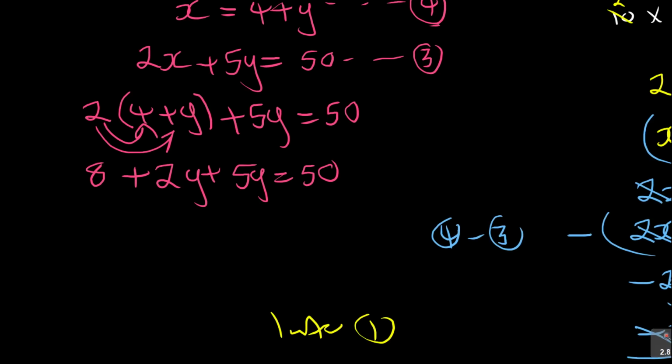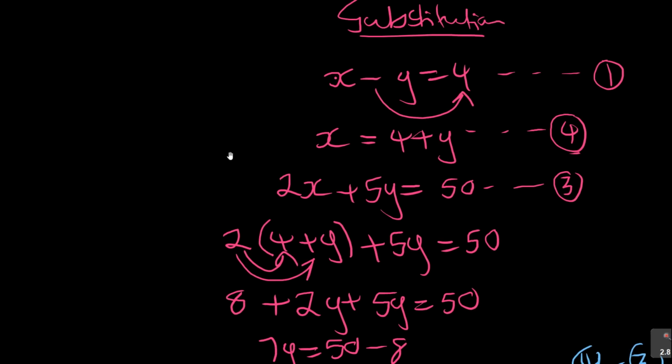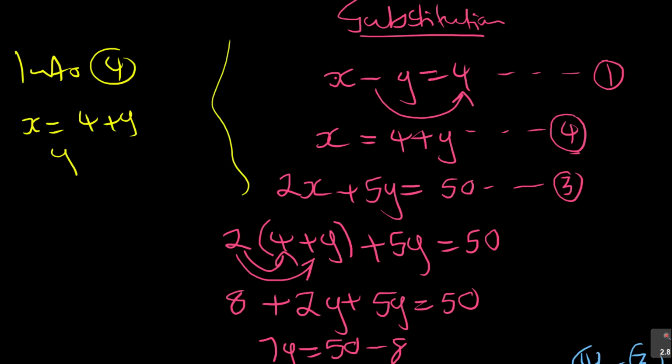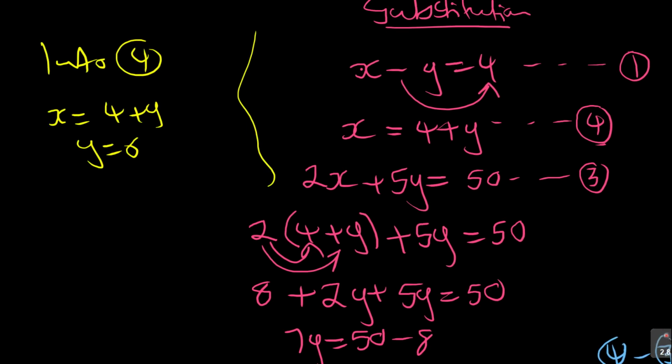And then you continue. This is the most preferred, by the way. So 2y plus 5y, 7y is equal to 50 minus 8. So 7y is equal to 42. You divide by 7. So what is y? y is equal to 6. And then you come back here on equation 4. You can say into 4, x is equal to 4 plus y. But y is equal to 6, we just got y here. So then you continue to say what is x? x is equal to 4 plus 6.